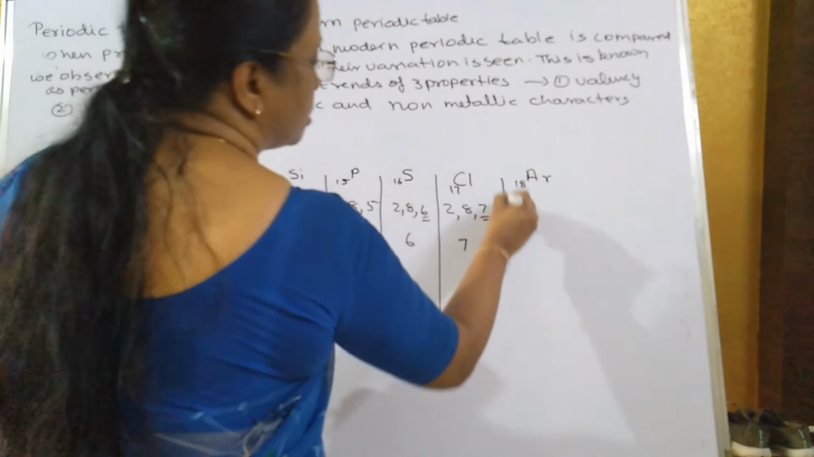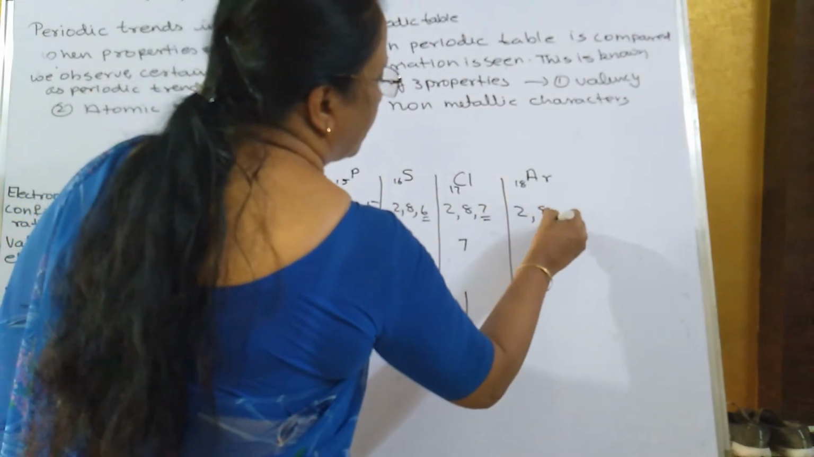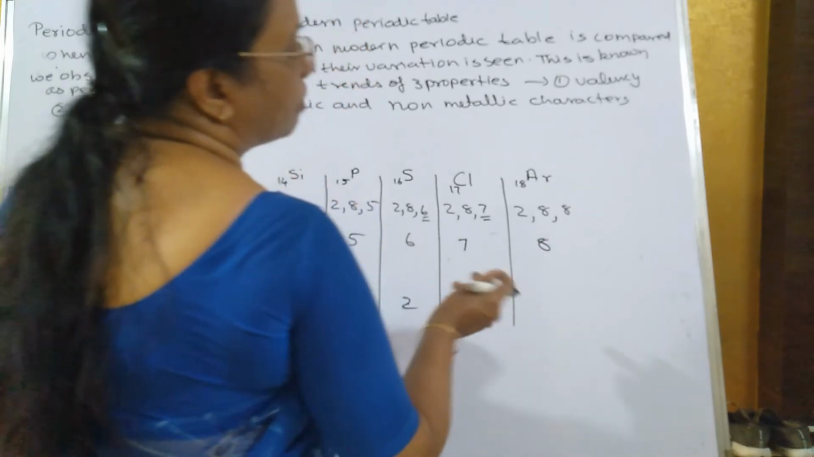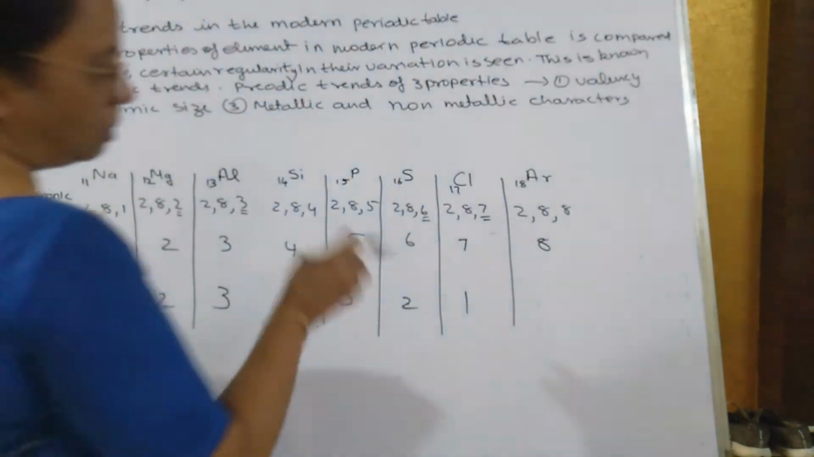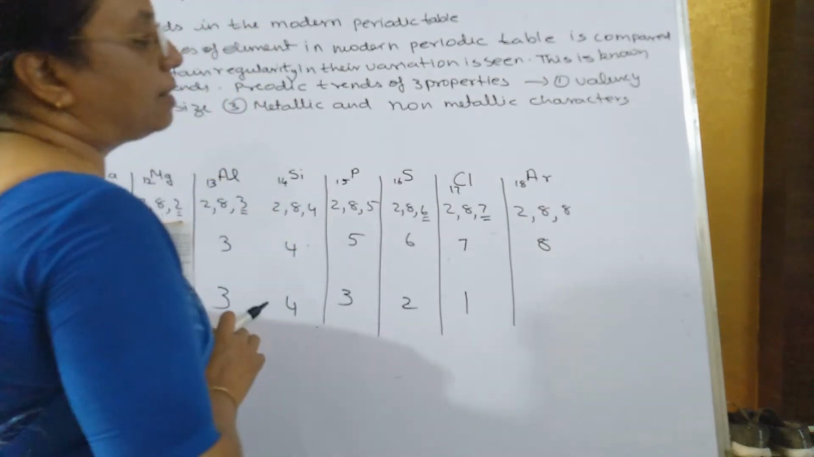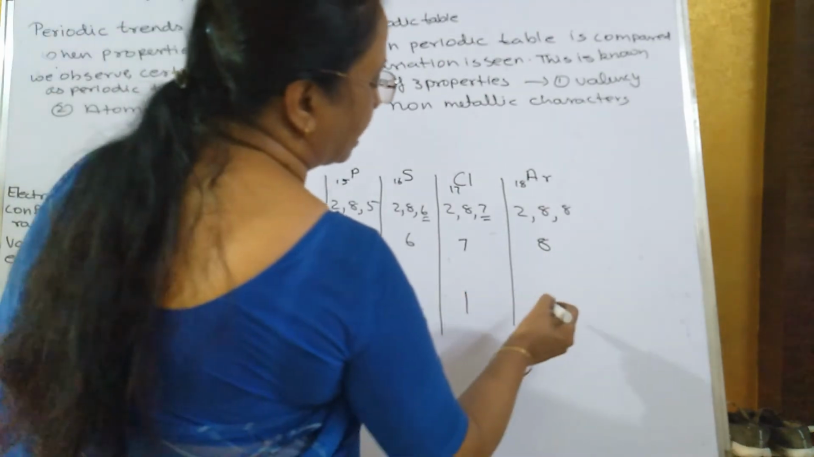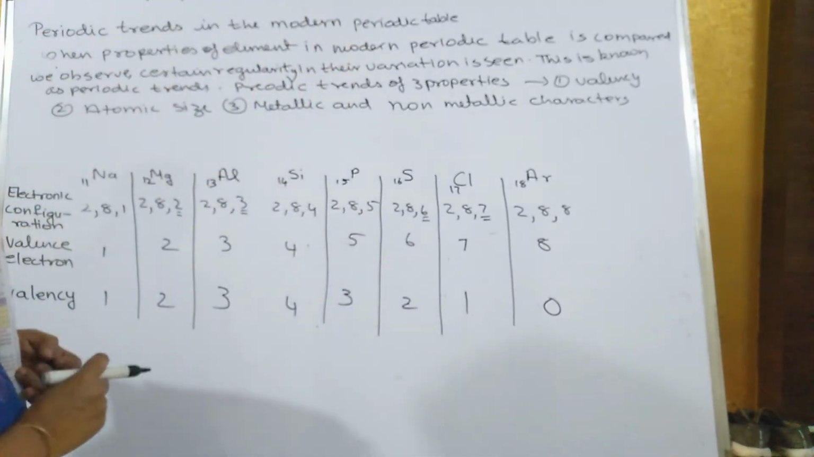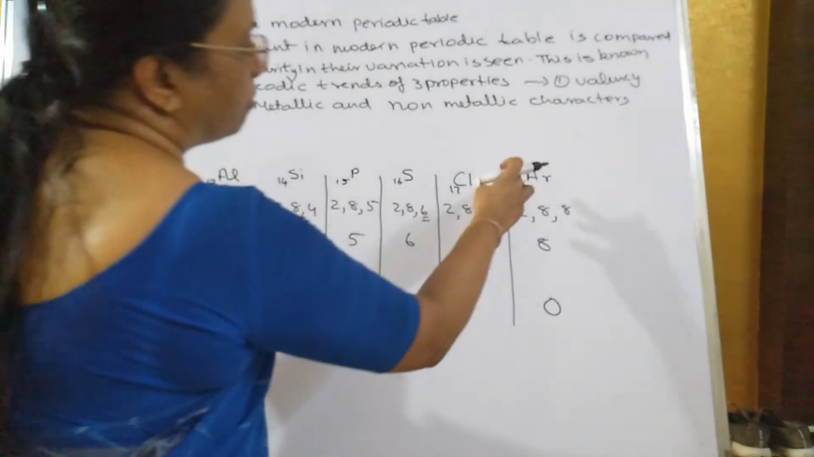Here it is 2, 8, 8. It is having 8 valence electrons. Since its outer shell is completely filled, it will neither take any electrons nor give away any electron. So valency of this is what? 0. So the 0 group always has valency 0.